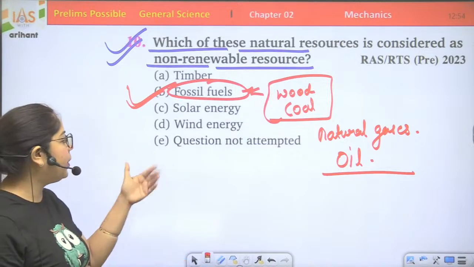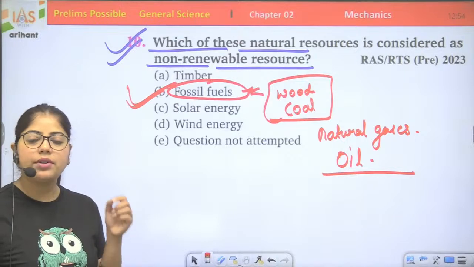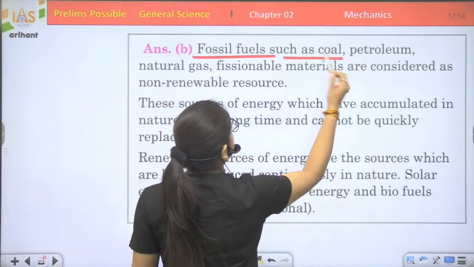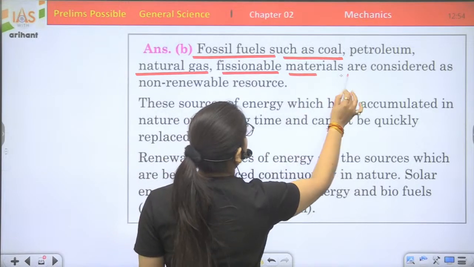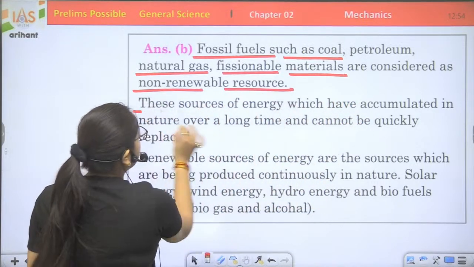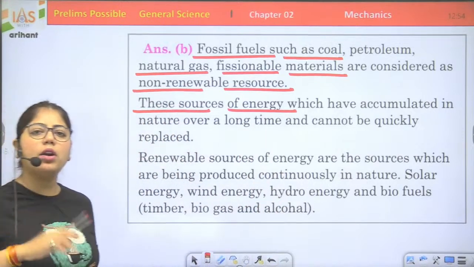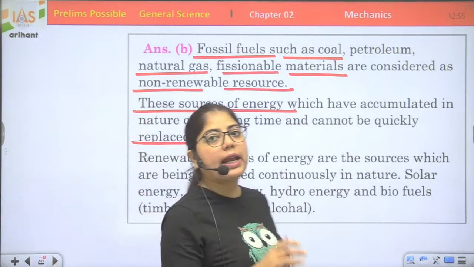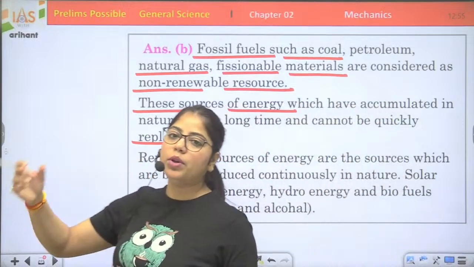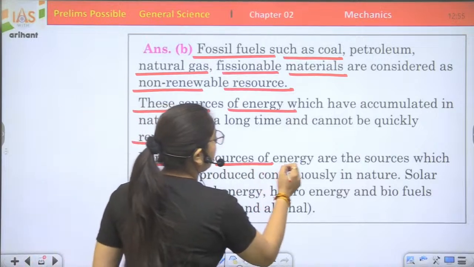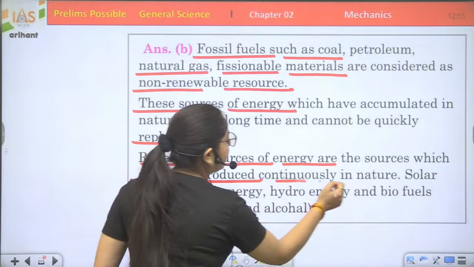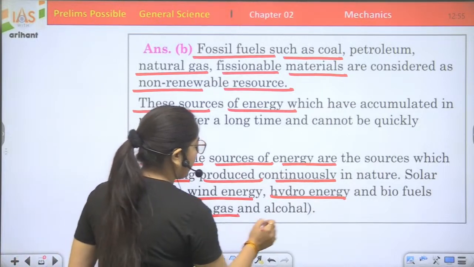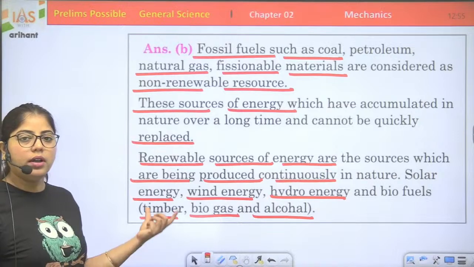See, solar energy, wind energy, geothermal energy, hydro energy, all these are examples of renewable resources. Fossil fuels such as coal, petroleum, natural gases, and fissionable materials are considered non-renewable resources. These sources of energy have accumulated in nature over a long period of time and cannot be quickly replaced. They take a long process and a long time to be made. Renewable resources of energy are the sources which are produced continuously in nature, like solar energy, wind energy, hydro energy, biofuels, timber, biogas, and alcohol, right?